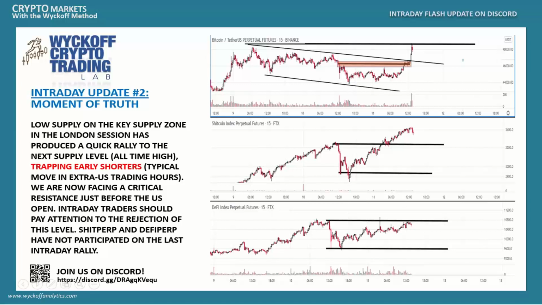So this was a flashcard that I published this morning on our Discord channel. Basically, this is an idea for intraday traders. I know that many intraday traders these days are looking for a local top in Bitcoin. And the point here is that when you are looking for a short-term short selling position, you always have to be aware of the areas where supply was coming in. And for example, what do you see here? Basically, on Bitcoin, the first chart on the top, you see that low supply on a very important supply zone in the London session has produced this very fast rally into the next supply level. In this way, many people who were shorting Bitcoin right away were trapped. So you have to be very, very tactical at this point.